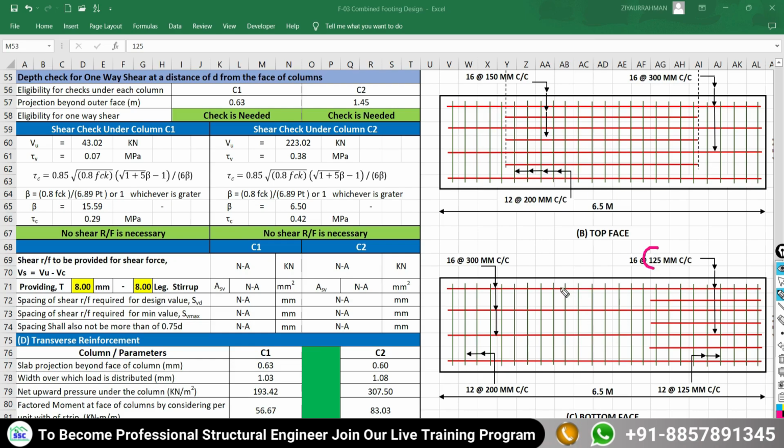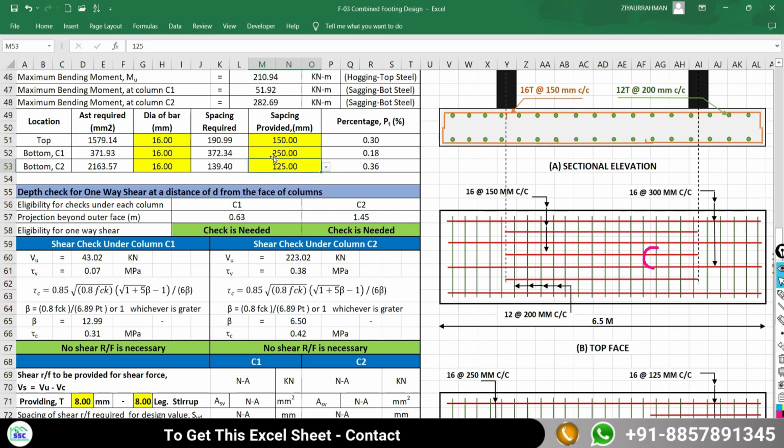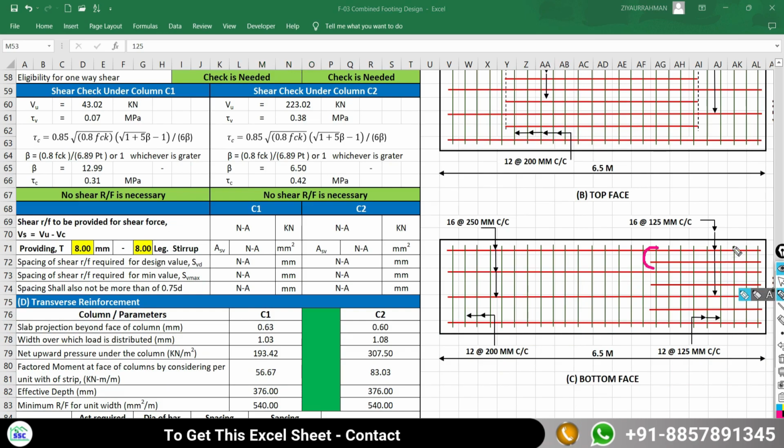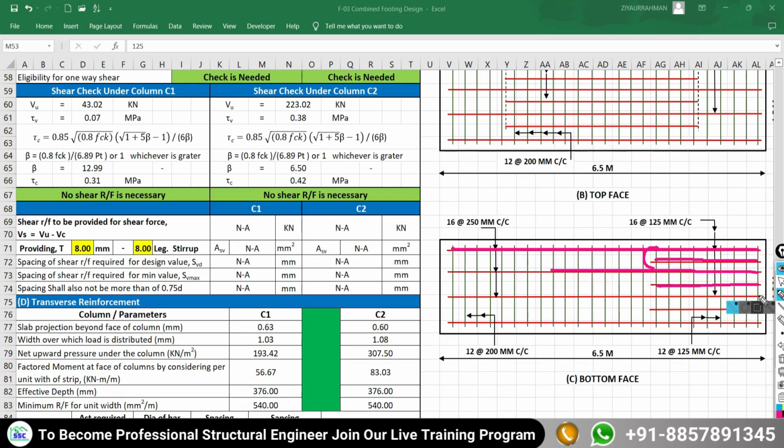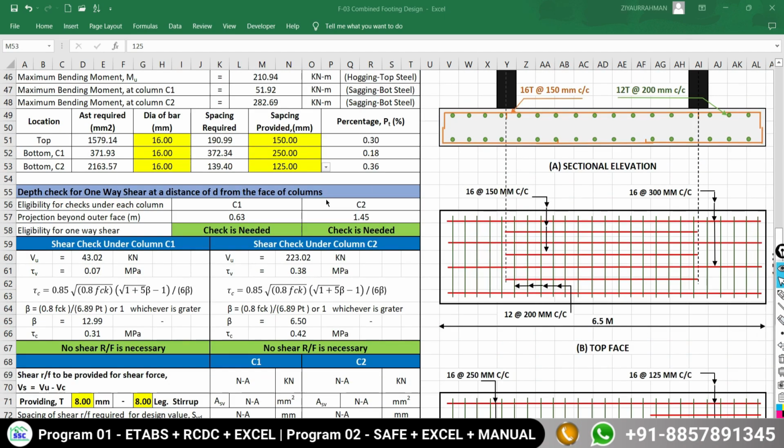That's why I am going to take twice of this 125, so that will become 250. That's why under the column C1 I am going to limit the spacing to 250 only. So one bar will be present here as continue, next bar as curtail, then next bar as continue, then next bar as curtail, then next bar as continue. So here the spacing is going to be 125, and here it is going to be twice of this 125, that is 250 mm center to center. So in this way we have to provide the longitudinal reinforcement at the top and bottom, and you don't need to do it, your sheet will take care of all those things.